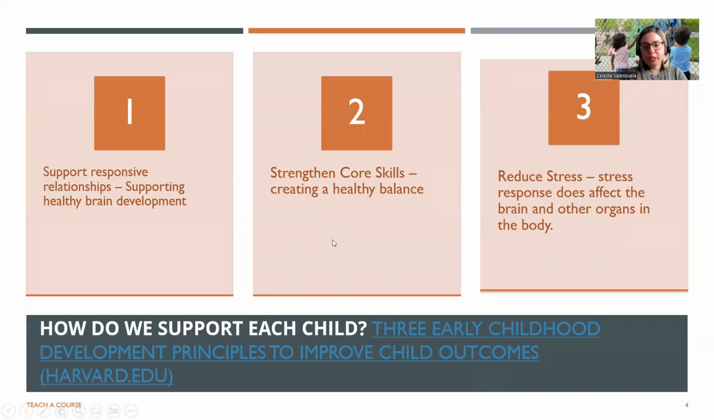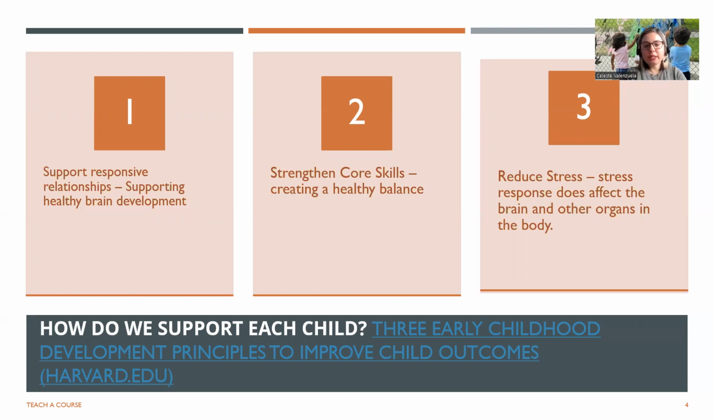So how do we support each child? Well, one, support responsive relationships, so supporting healthy brain development. That means giving opportunities for those connections to form, which is giving them stimulating and hands-on learning very early on, responding to their needs, being mindful of what their needs are, and also doing a lot of observation and seeing how you can come in and also let them lead as well.